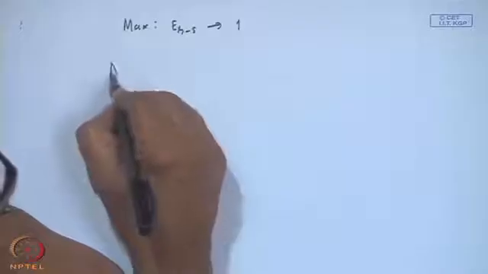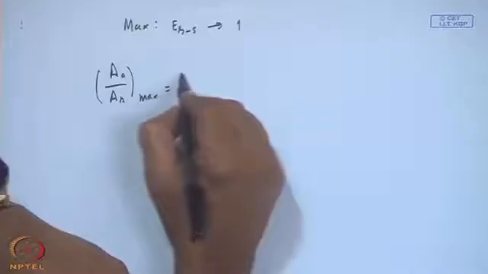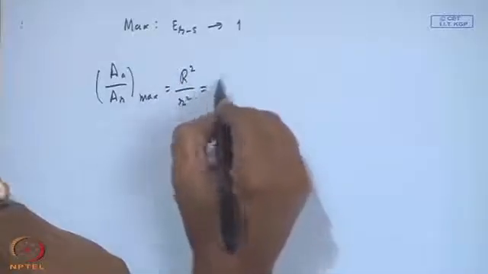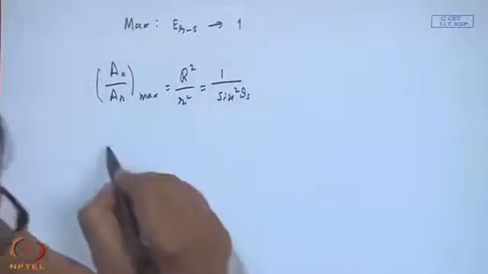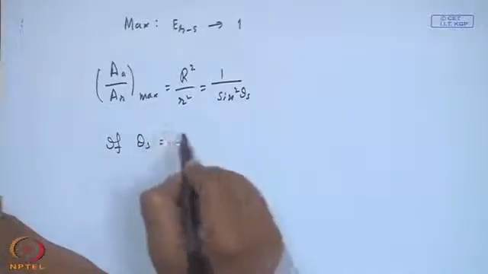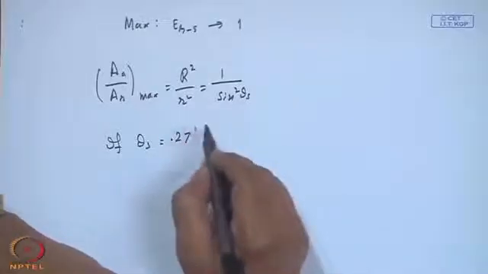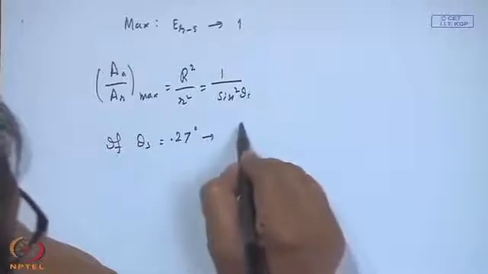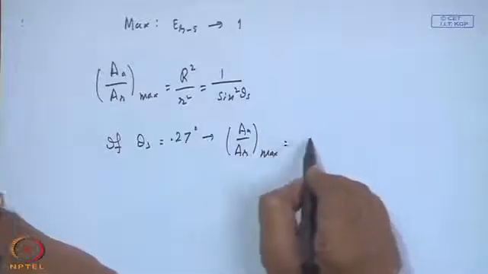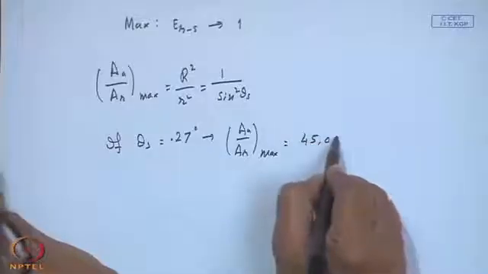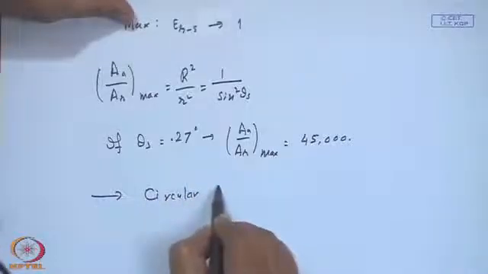Consequently, you have A upon A r max equal to R squared upon r squared equal to 1 by sin squared theta s. And if theta s is 0.27 degrees, that is the half angle subtended, then you have A upon AR maximum equal to 45,000. This is for a circular concentrator.